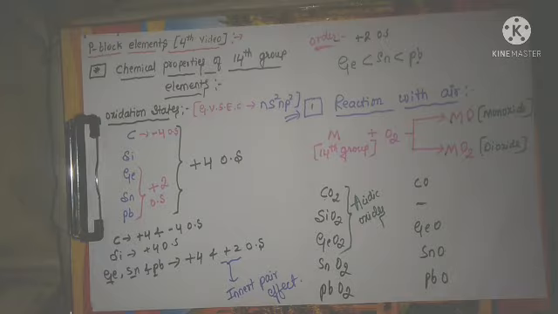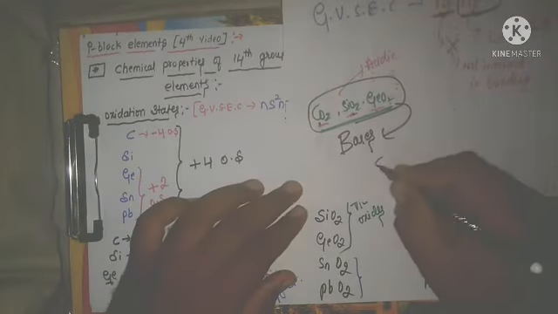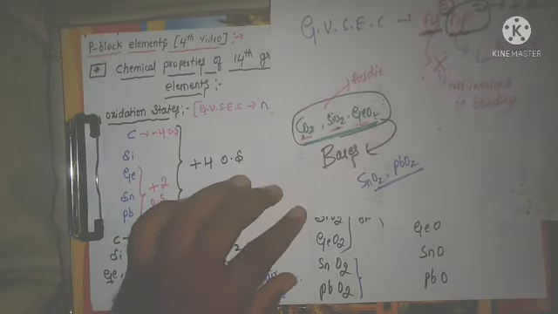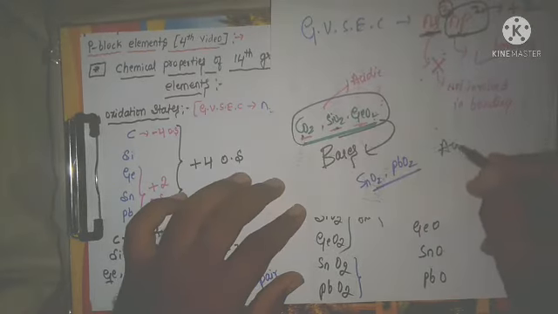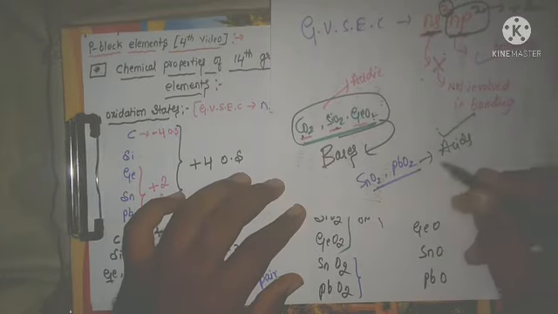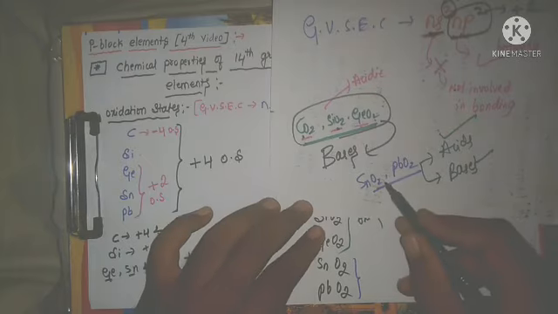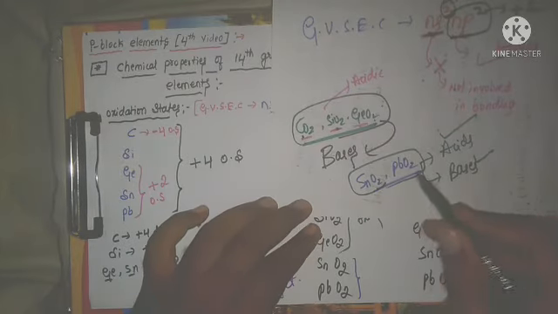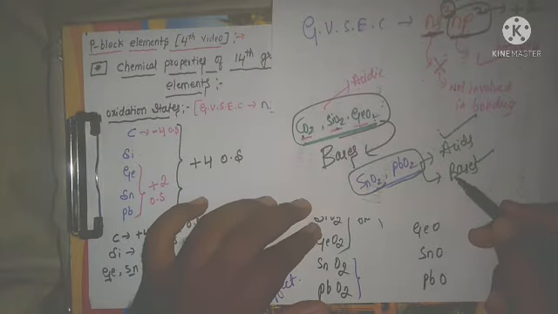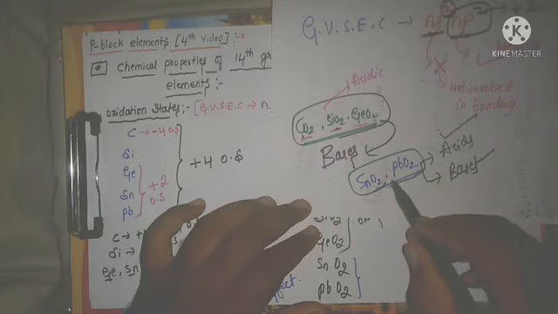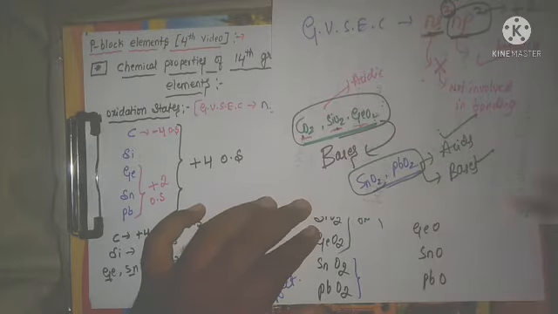Whereas these two, what are those? Tin dioxide and lead dioxide. These can easily react with the acids, and these can also react with the bases. Means the substances which have the capacity to react with the acids as well as bases, or can behave as acids as well as bases, what is the nature?